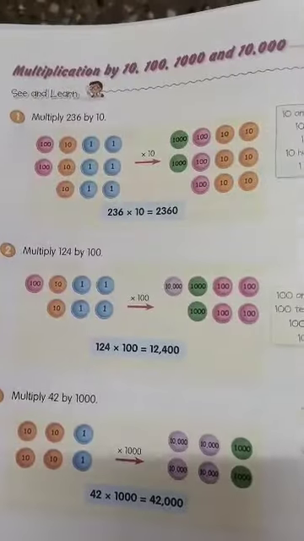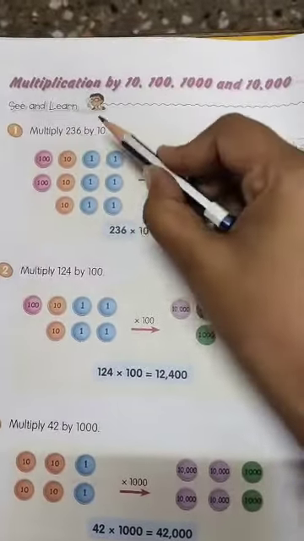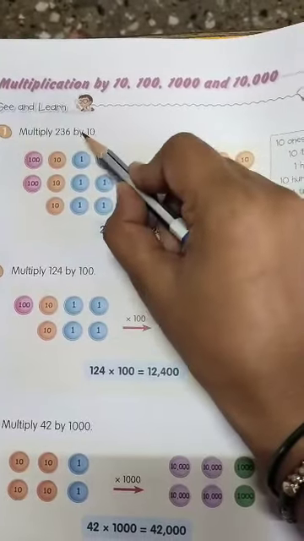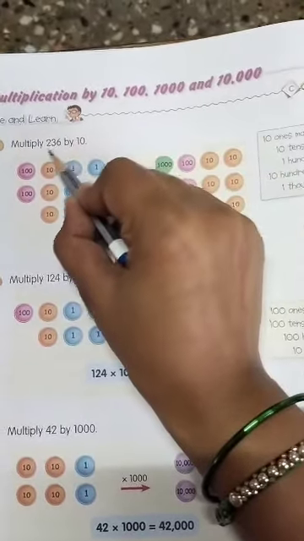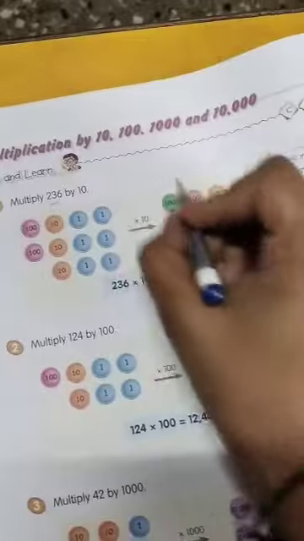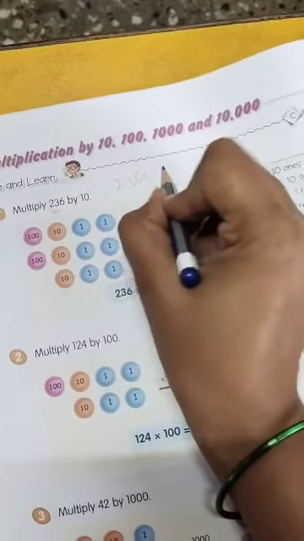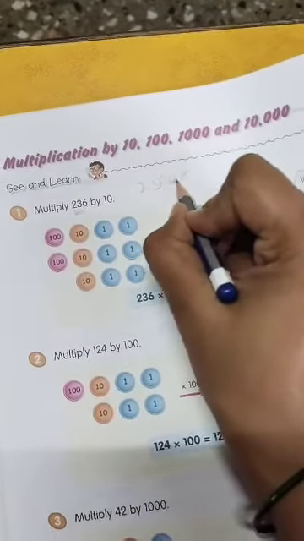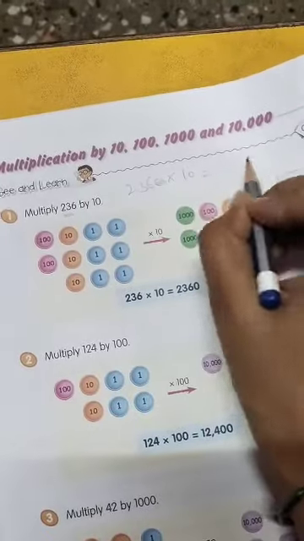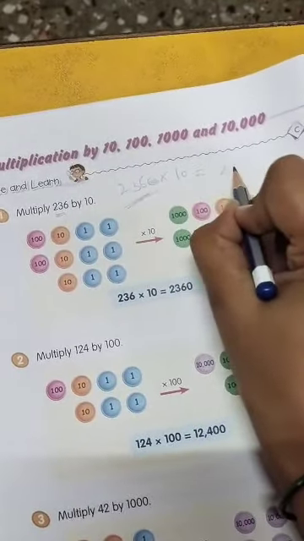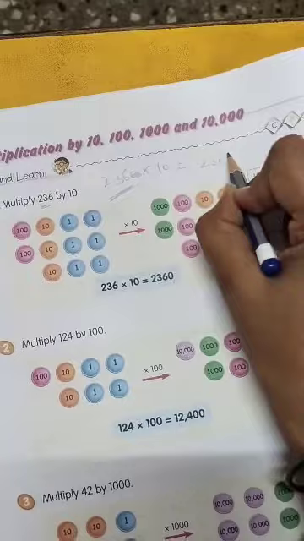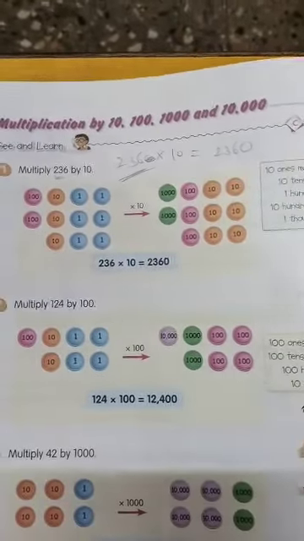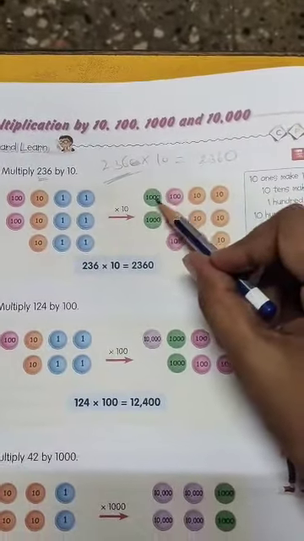Okay, now see how you are going to multiply the 3-digit numbers by 10. If you are multiplying these numbers by 10, see what is there. See, 2360. If 236 only is there, 236 will be multiplied by 10. What will we get as the answer? We will copy the same question, 236, and put a 10. Okay, multiplied by 10.